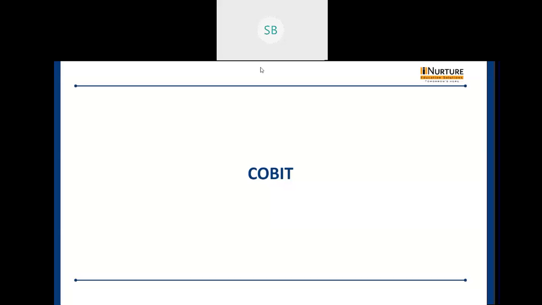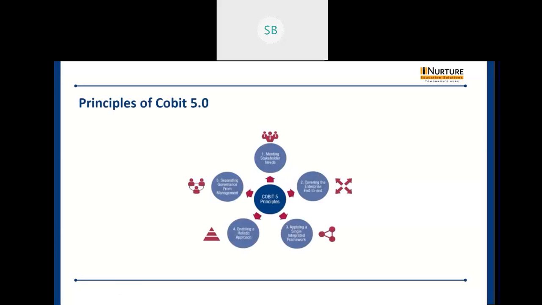Now, what does this COBIT framework do? So these are a few of the principles. There are 5 principles. But before that, let's discuss what the COBIT framework does. It will create an optimal value for IT by optimizing the risk and the resource usage. So by using COBIT, you are able to reduce the risk and the resource usage.